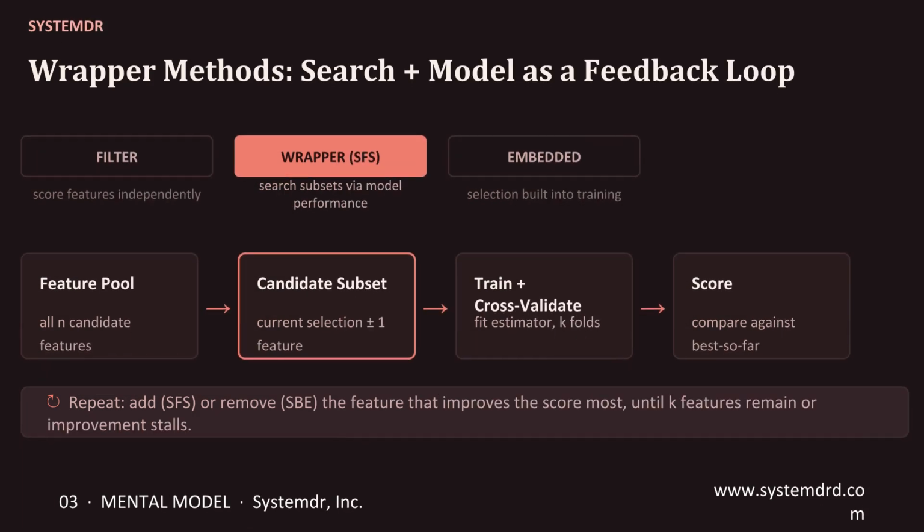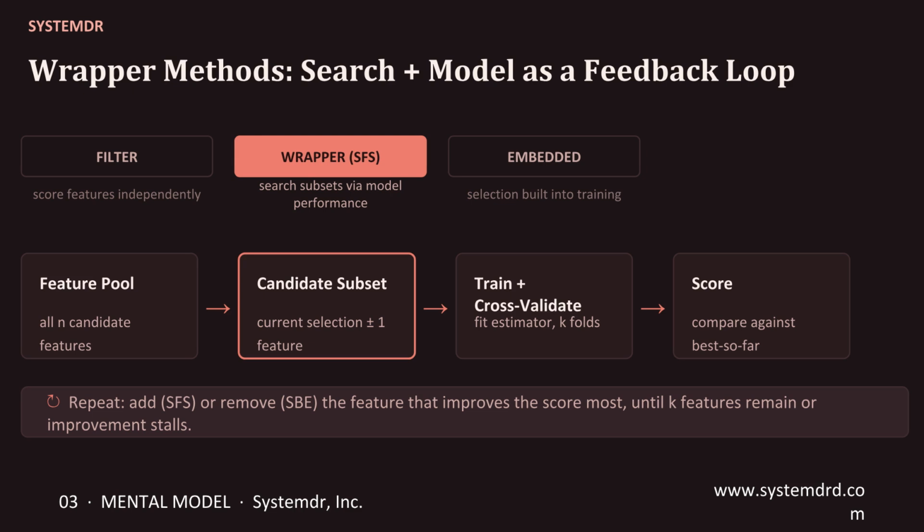Before we get into SFS specifically, let's place it on the map. There are three broad families of feature selection: filter methods, wrapper methods, and embedded methods. Filter methods score each feature independently, mutual information, chi-squared, before any model ever gets trained. They're fast, but they're blind to how features interact with each other or with a specific model.